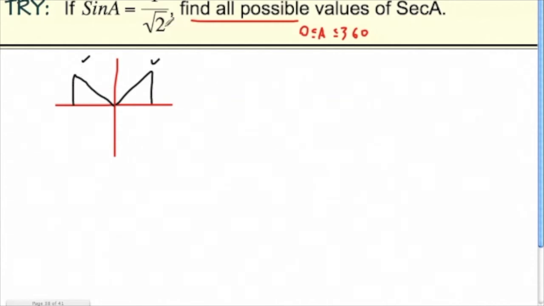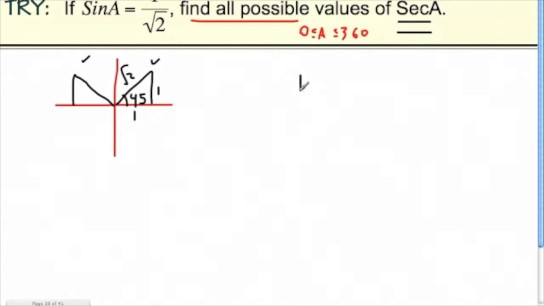All right, let's put our information in. So we have root 2 there, and that's our hypotenuse, and we got 1, and I know this is 1, and so I have to find that angle, which is 45. Now, what are we trying to solve here? We're trying to find all the possible values of secant.